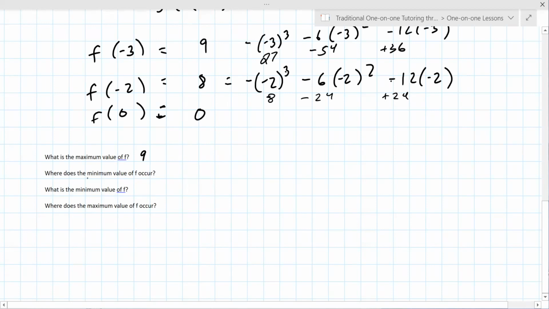Okay, where does the minimum value of f occur? 0. Okay, what is the minimum value of f? 0. Where does the maximum value of f occur? -3. Okay, now if we made a really quick sketch of this, -3, 9, -2, 8, and 0, 0.